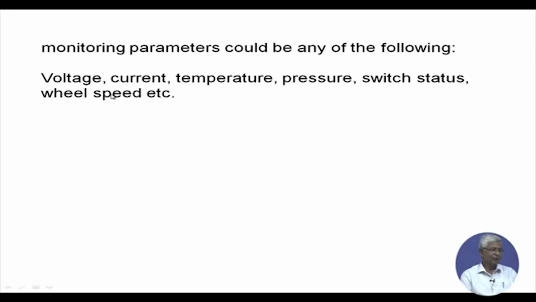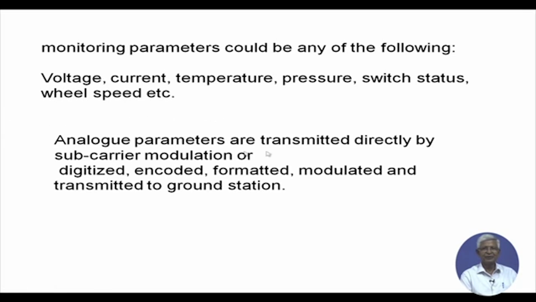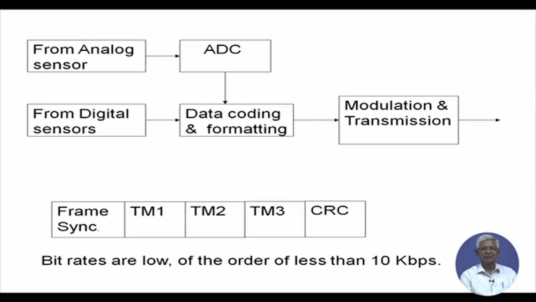Obviously the volume of data will be much smaller compared to the sensing data from other objects. The monitoring parameters could be any of the following: circuit voltage, current of the circuit, temperature, pressure, the status of a switch, the wheel speed, and many other things. The analog parameters can be transmitted directly by subcarrier modulation, but it is more popular nowadays to digitize these analog parameters, encode them, format them, modulate and transmit to the ground station, just like any other RF transmission.